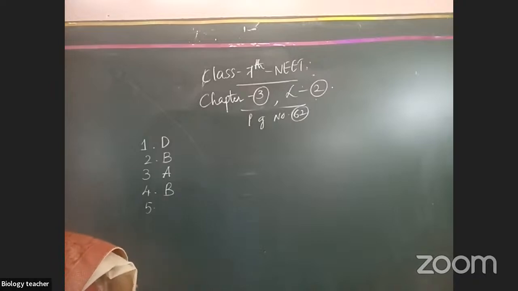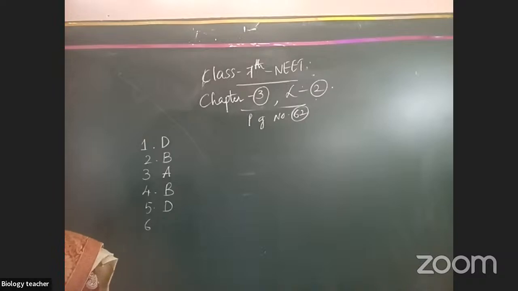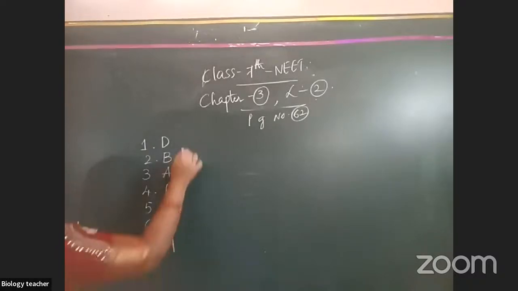Normal range of breathing rate per minute in an adult person at rest is D, 30 to 33. Next, sixth one, muscle cramps occur due to accumulation of lactic acid. A, lactic acid. Next, seventh one, during exhalation, the ribs move down and inwards. So option A. Next, eighth one.